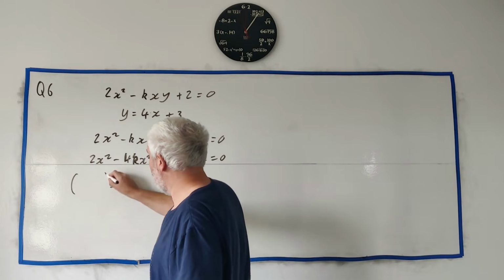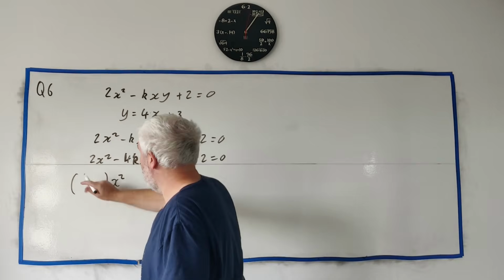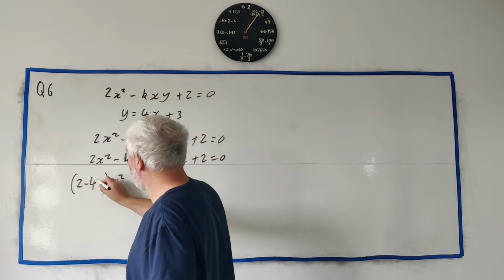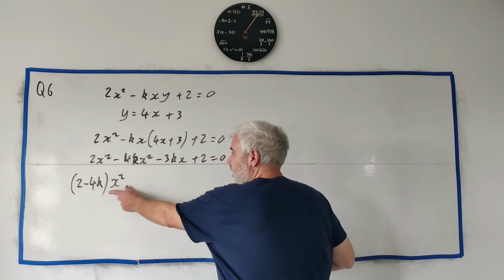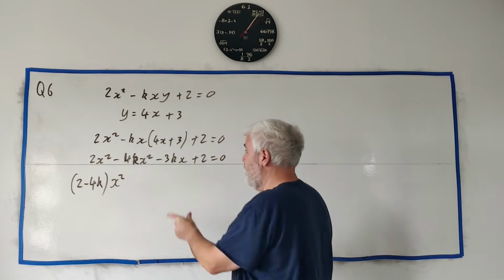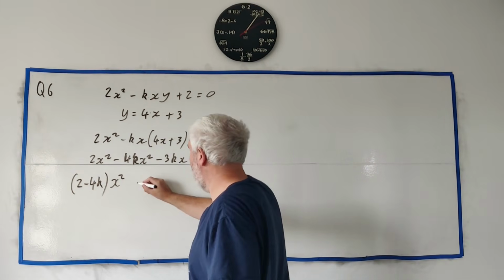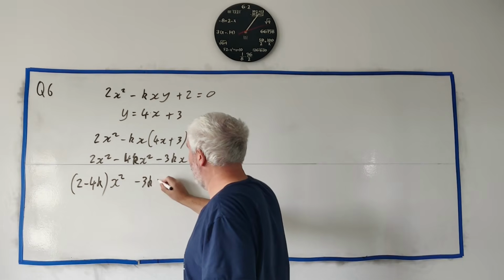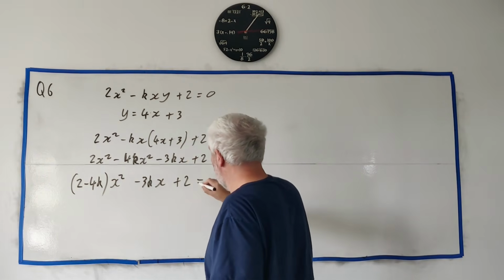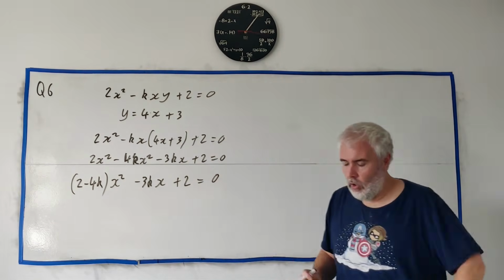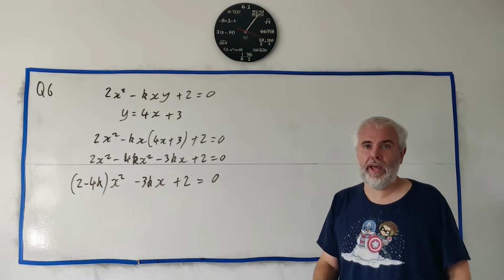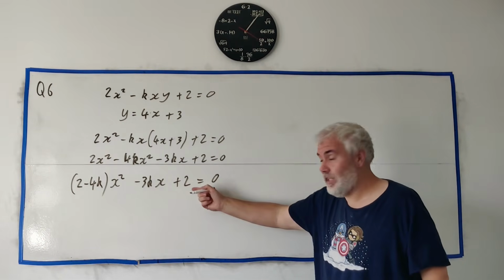So let's put the bracket out front. We would have a 2 minus 4k. This is identical to this. The x's here would have a minus 3k x plus 2 equals 0. If we know there's no answer to this, but this would give us an answer.